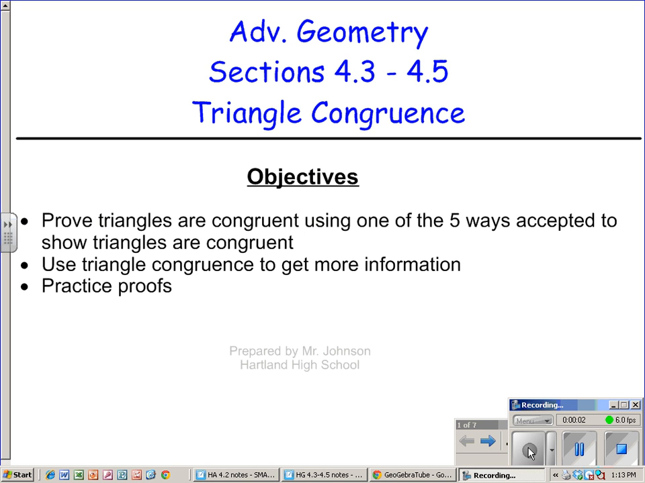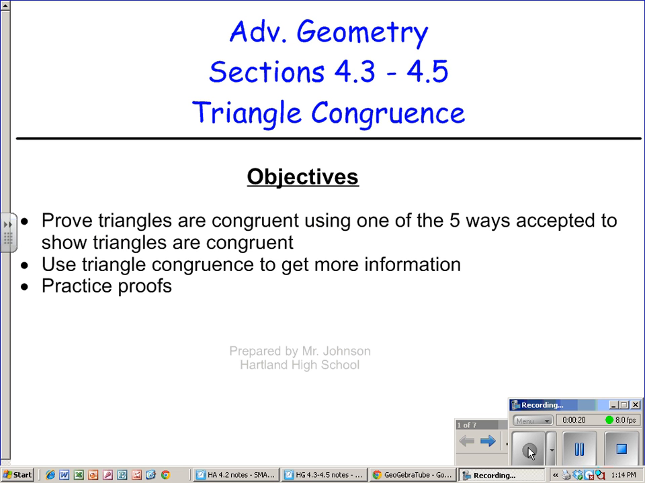Hello everybody, these are the notes for advanced geometry, and this is actually going to be sections 4.3, 4.4, and 4.5. They are all very closely related. They're all talking about different things, but they're all related towards one big topic, congruent triangles.